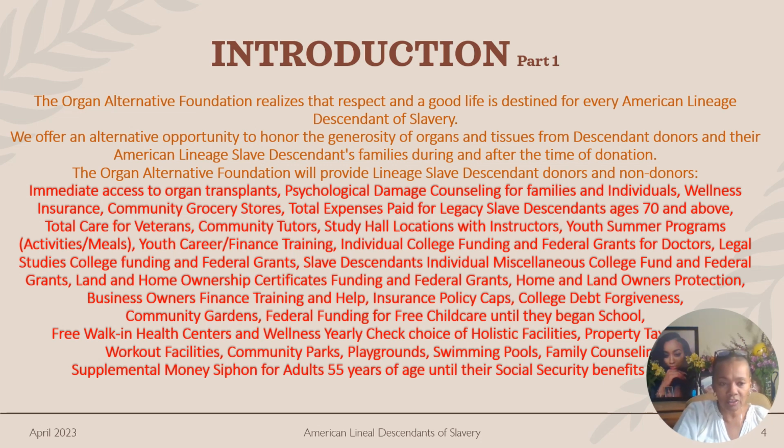So in the introduction, it says, the Organ Alternative Foundation realizes that respect and a good life is destined for every American lineage descendant of slavery. Now remember, this was a class presentation, so there may be some bloopers in there that need to be fixed. So don't focus on that. Please, I'd appreciate it if you focus on the gift.